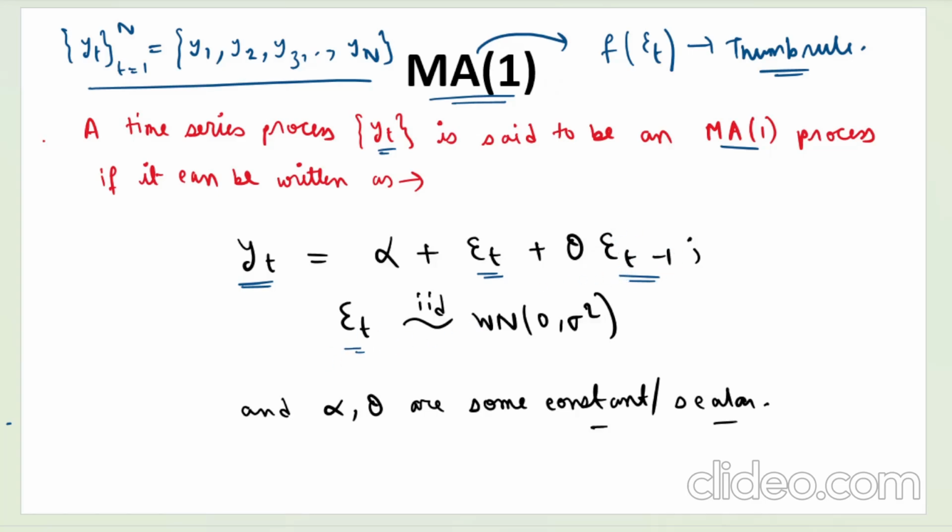And here epsilon t has to follow this white noise that I have defined earlier in this lecture, independently and identically distributed, right? And this alpha and this theta have to be some constants, some scalar values. It can be 2, it can be 3, it can be some fractional values, any value. So this is how you define an MA1 process. I hope this is absolutely clear.